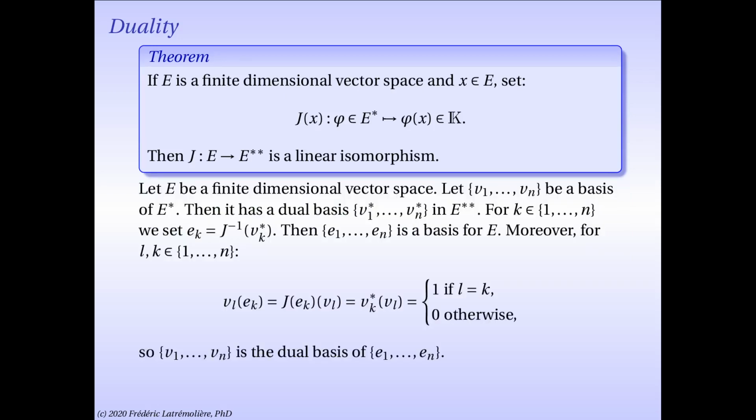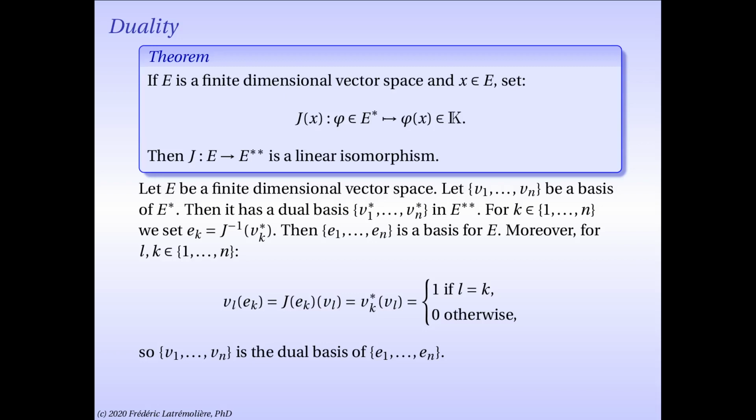So now I'm going to use this result to show that if E is a finite dimensional vector space, then all the bases of its dual are in fact dual bases. So let V1 to Vn be a basis of the dual of E. Then this basis has a dual basis in the dual of the dual of E, which is the bidual of E. And let's denote that dual basis by V star 1 to V star n.